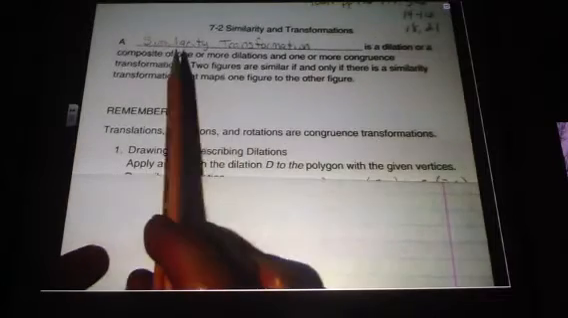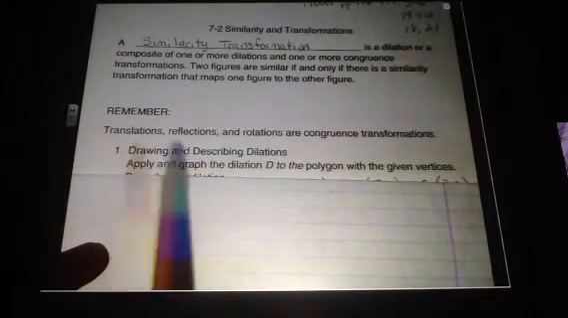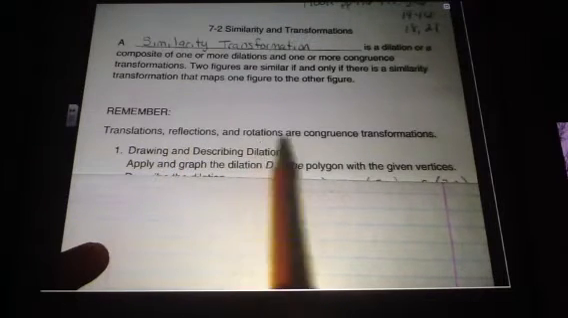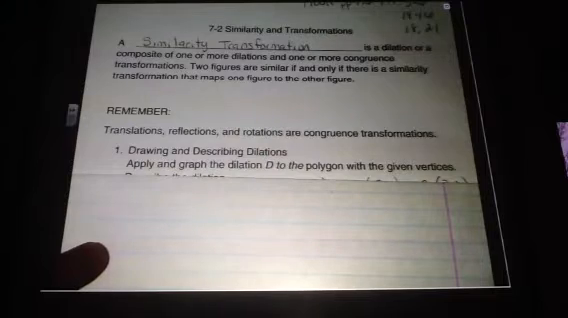A similarity transformation is a dilation or a composite of one or more dilations and one or more congruency transformations. Two figures are similar if and only if there is a similarity transformation that maps one figure to the other figure. Remember, translations, reflections, and rotations are congruency transformations. Dilation is the similarity.